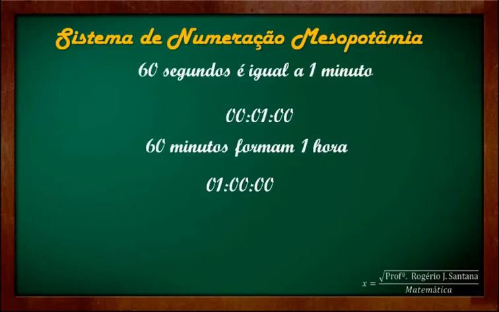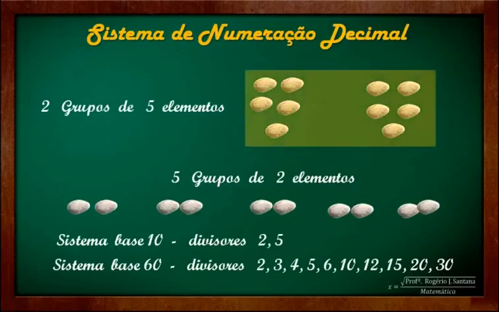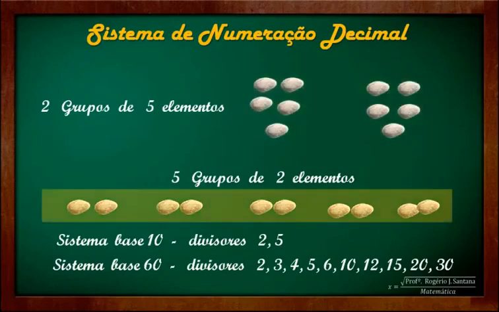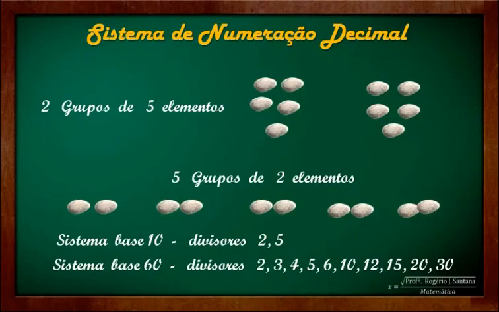This system was easy. It has more natural divisors than the decimal system. In addition to 1 and 10 itself, 10 can be divided into 2 groups of 5 or 5 groups of 2 equal parts, while 60 can be divided into 2 groups of 30 elements, 3 groups of 20 elements, 4 groups of 15 elements, 5 groups of 12 elements, 6 groups of 10 elements, 10 groups of 6 elements, 12 groups of 5 equal parts, 15 groups with 4 parts, 20 groups of 3 elements, 30 groups with 2 equal parts. In addition to 1 itself and 60, there are many natural divisors.